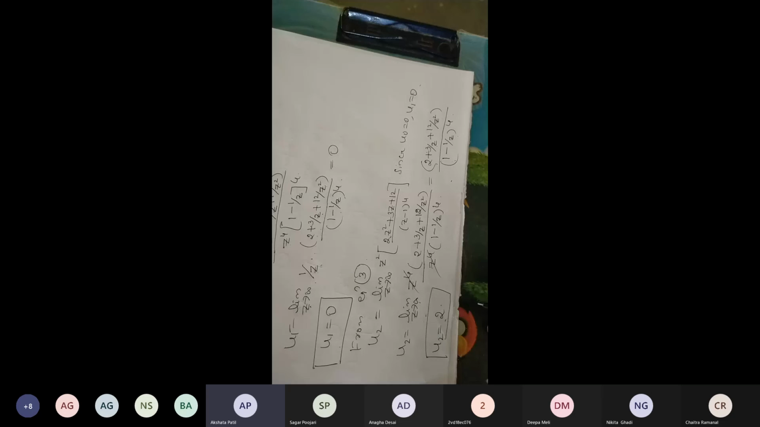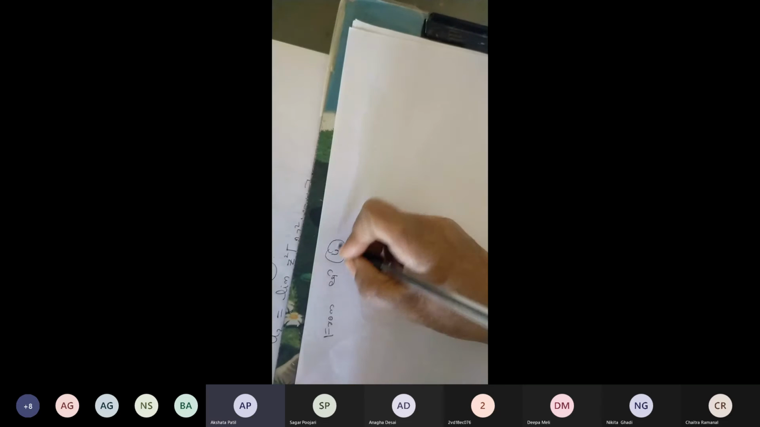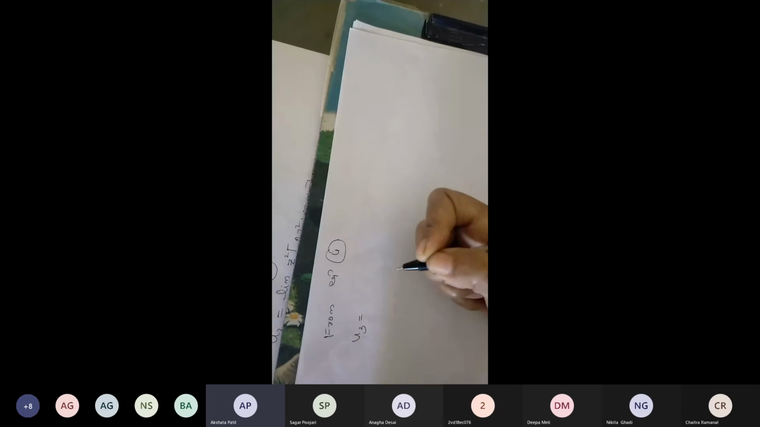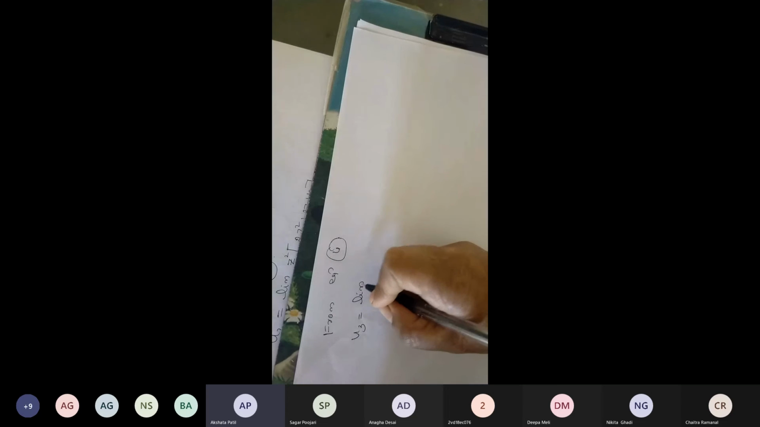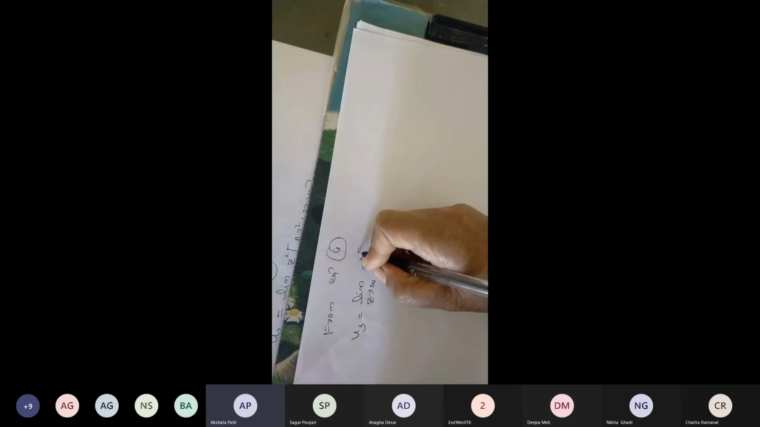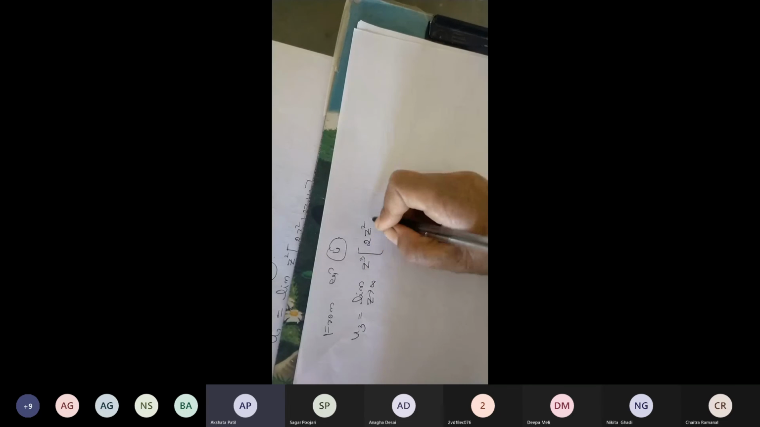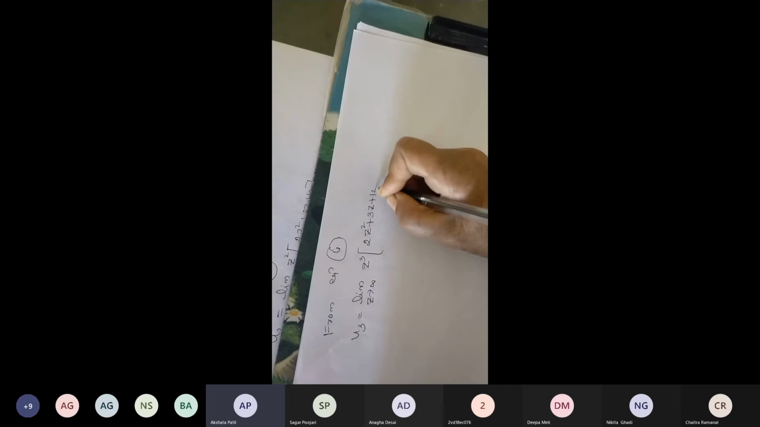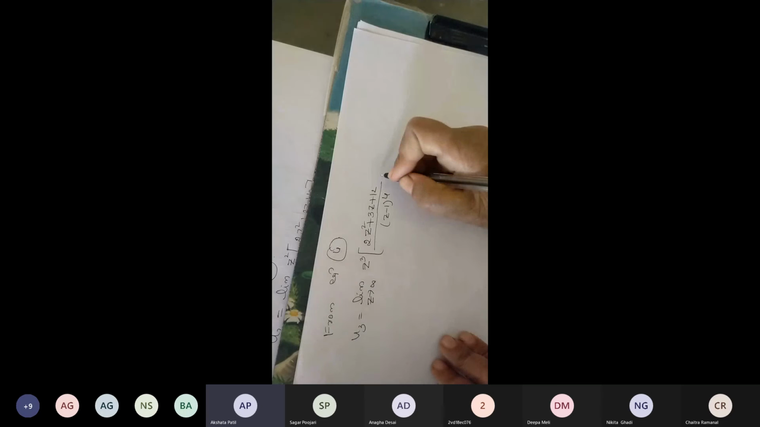Yes, ma'am. Okay, now lastly we need to calculate the u3 value. From equation number 4, we need to calculate u3. The u3 formula is: limit as z tends to infinity of z cube into U bar of z. U bar of z is the function (2z square plus 3z plus 12) divided by (z minus 1) whole raised to 4, minus u naught, whose value is 0, so no need to write that one.